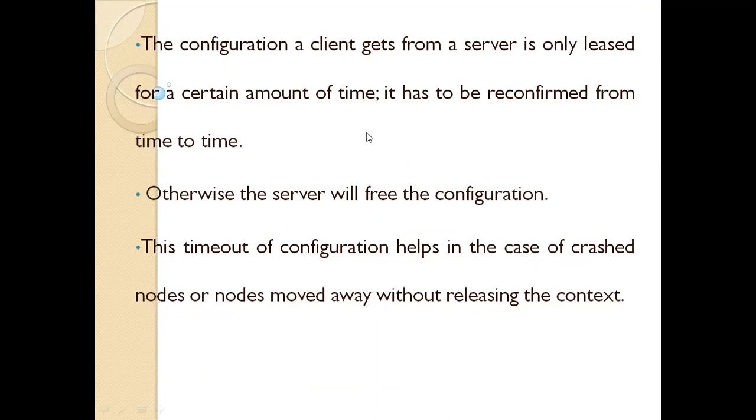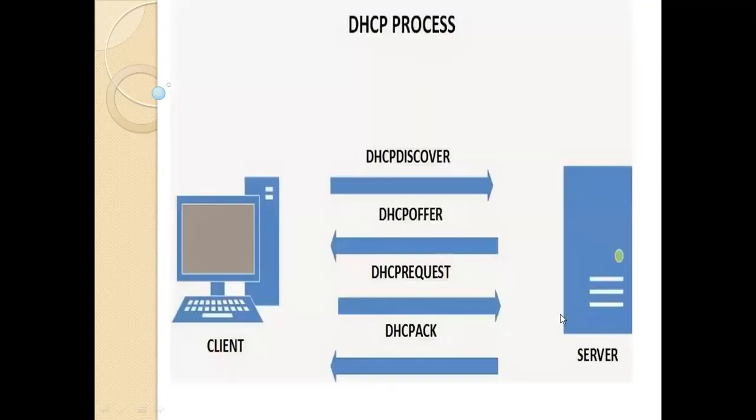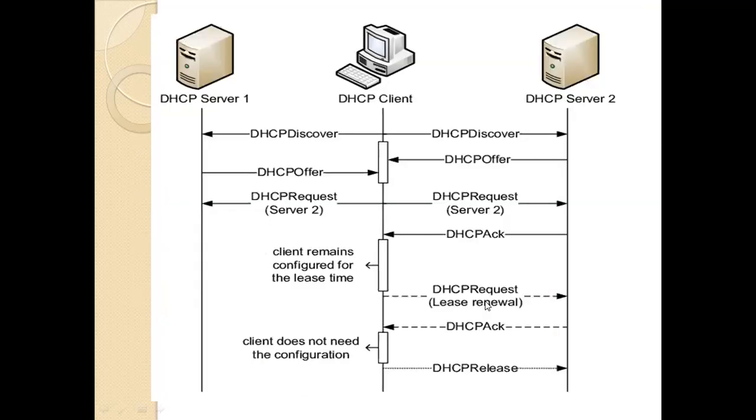The configuration a client gets from a server is only leased for a certain amount of time. So the connection is for some amount of time only. It has to be reconfirmed from time to time. Otherwise, the server will free the configuration. This timeout of configuration helps in the case of crashed nodes or nodes moved away without releasing the context. So in this way, client server path establishment is done.